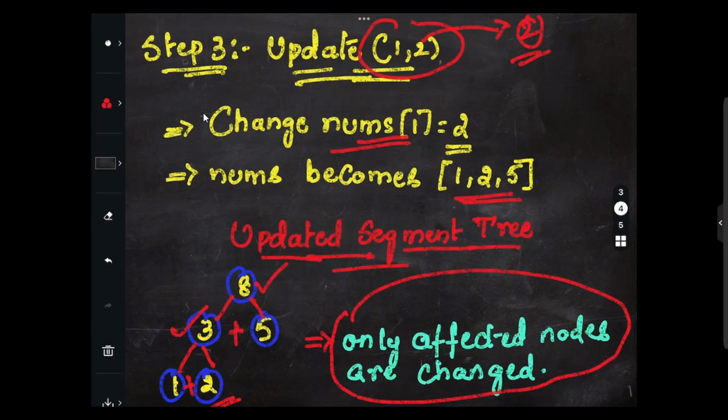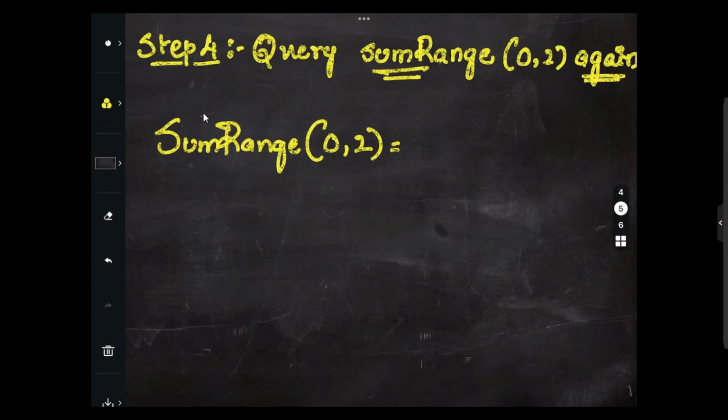So we have successfully updated index 1 by 2, and now the sum is 8 instead of 9, right? So here, the query sumRange of 0 comma 2 we have got. Instead of 1 3 5 in the array, we have 1 2 5. This is the 0 index, this is the first index, and this is the second index.